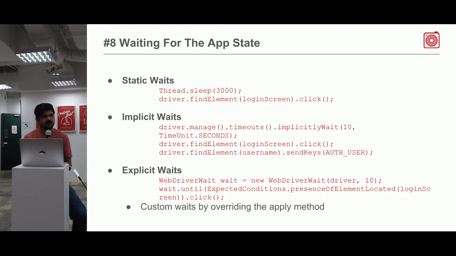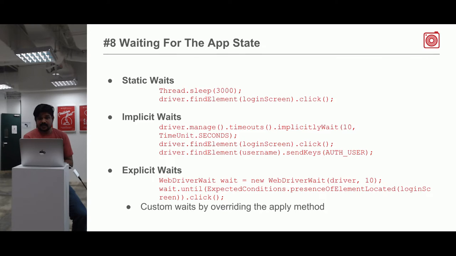Anyone familiar with any other kind of wait in Selenium? Yes. Any idea what that is? Exactly. Basically, the explicit wait means that by default, it will query for the element within 500 milliseconds or something like that. With the fluent wait, you can control the time interval at which you are polling that element, which is more dynamic. So there is a fluent wait also, similar to the explicit wait.